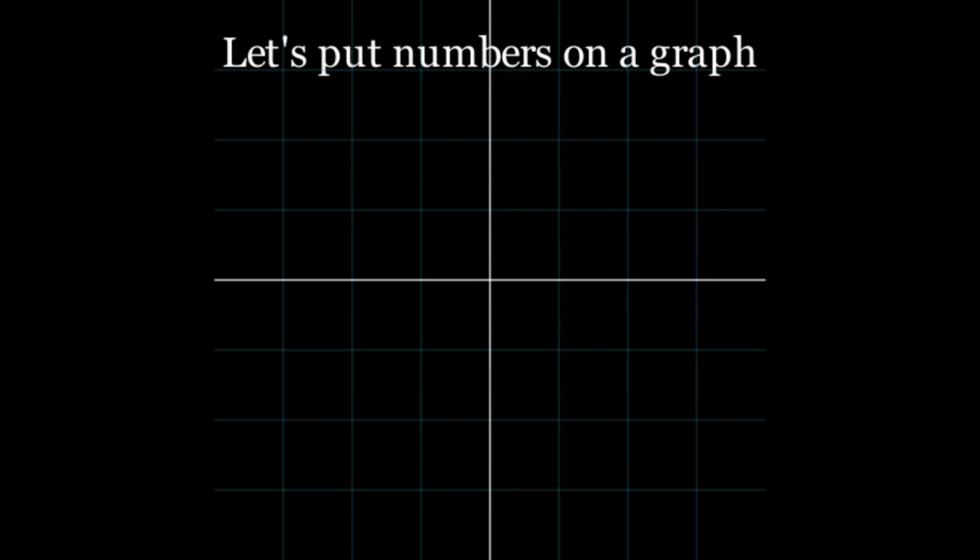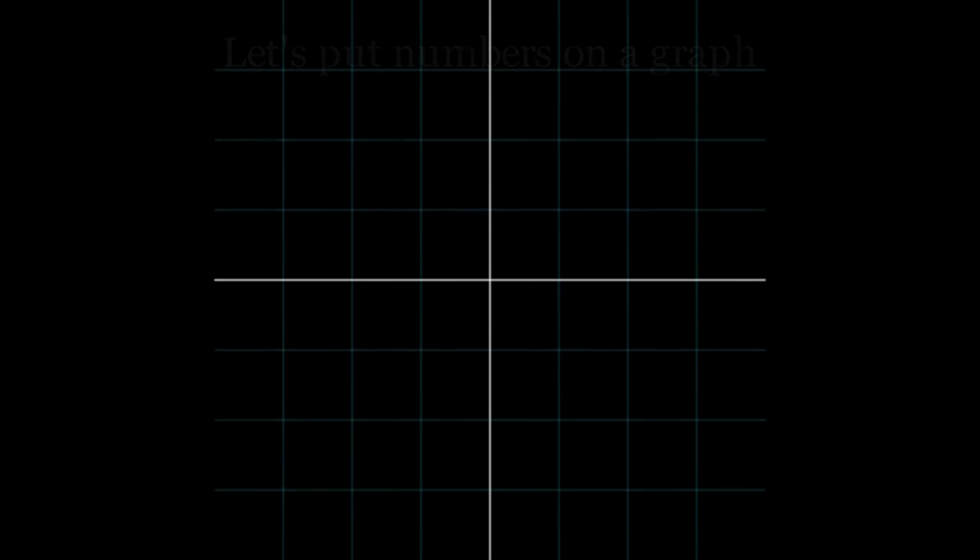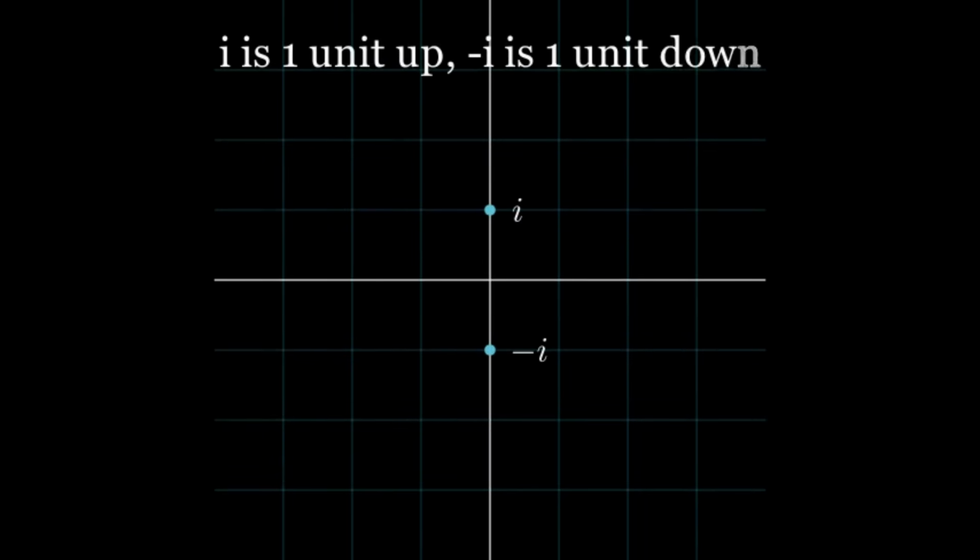We can put numbers on a graph. Real numbers go along the horizontal line. Imaginary numbers go up and down the vertical line. i is 1 unit above 0. Negative i is 1 unit below. Together, they live on the vertical axis.